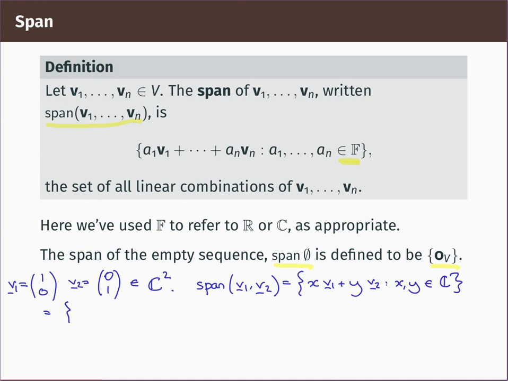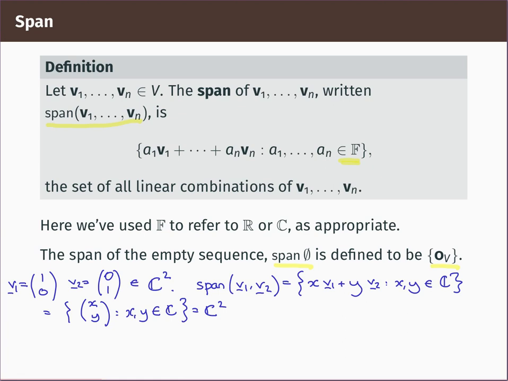So that's the set of all things of the form x, y, just working out that vector addition and scalar multiplication, where x and y are complex numbers. Okay, that's all of C squared. Every element of C squared is in there. So we've shown that the span of v1 and v2 is equal to the whole of C squared.